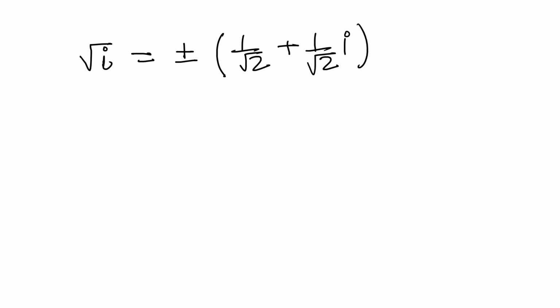We have to note one very important thing here: if we calculate the square root of real numbers like the square root of 4, we get only one answer, that is 2. Never mistake it for plus minus 2. Square root of 4 is always 2.